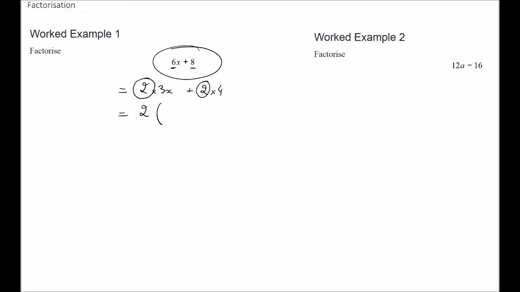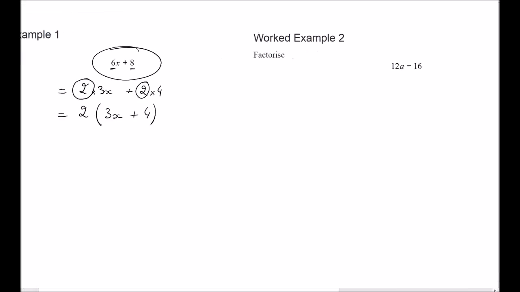What's left? Alright, I have to multiply 2 by 3x to get to 6x. And I have to multiply 2 by 4 to get to 8. So I factorized this expression. 6x plus 8 is actually 2 times 3x plus 4. Okay.